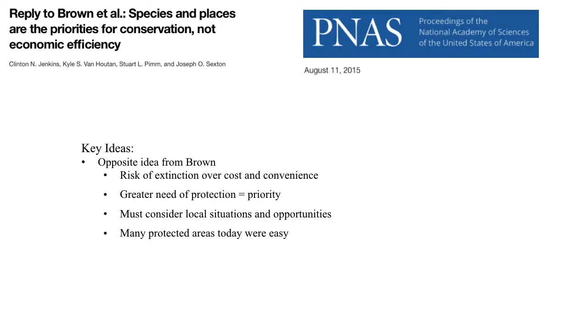Jenkins then wrote an article replying to Brown's response. He opposed strategies of placing cost and convenience above species' risk of extinction. Species needing greater protection should be the priority. Conservation must consider local situations and opportunities, and he noted that many existing protected areas were designated because they were inexpensive, expedient, and/or had impressive scenery.